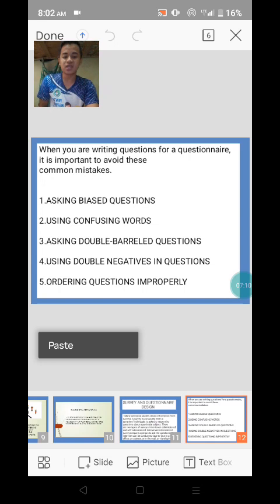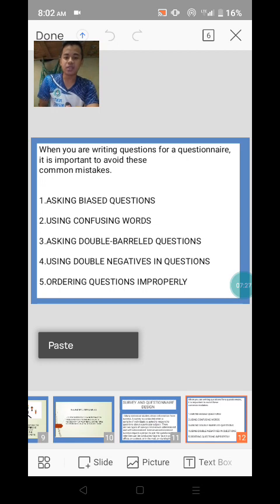Using double negatives in questions. Questions with double negatives can be confusing to the respondents. For example, the question, "Do you feel that it is not appropriate to have areas where people cannot smoke?" is very confusing since "not" is used twice in a sentence.